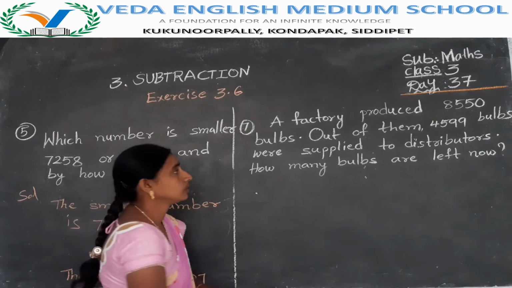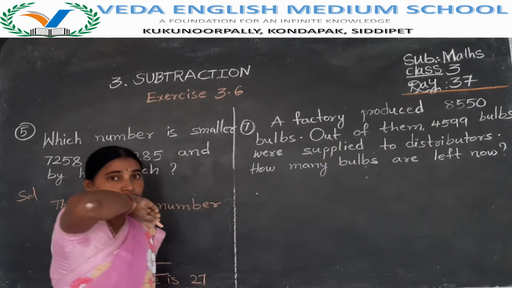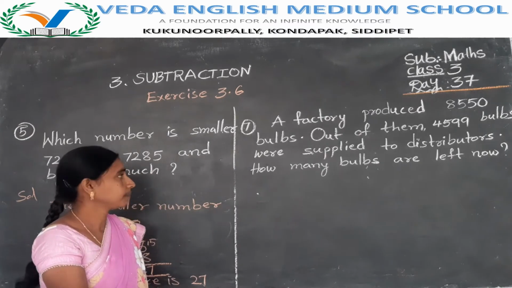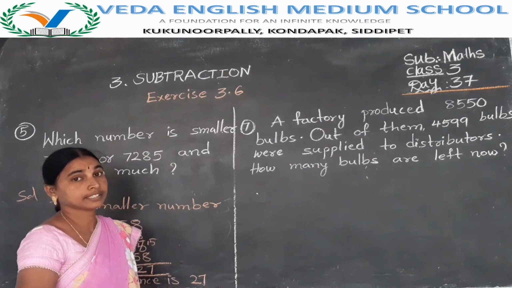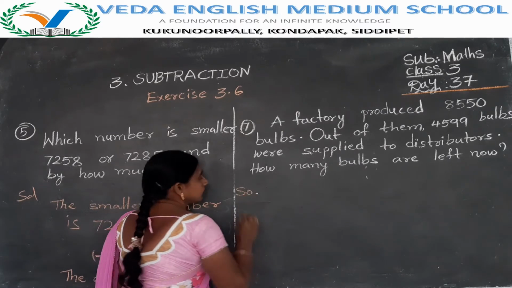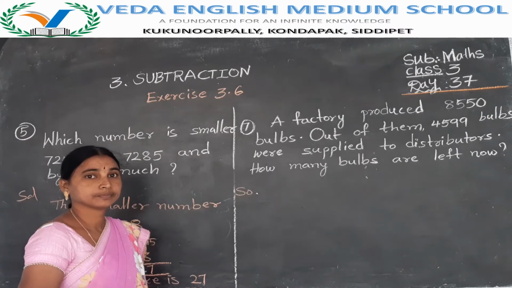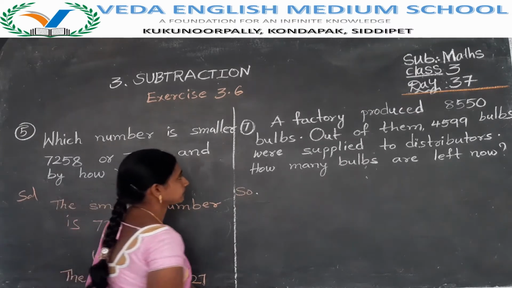Understood? Totally 8,550 bulbs in the factory. Some bulbs are supplied to distributors. How many remaining bulbs are there? So now write the solution. Is this an addition problem or a subtraction problem? Subtraction. So now write the solution.